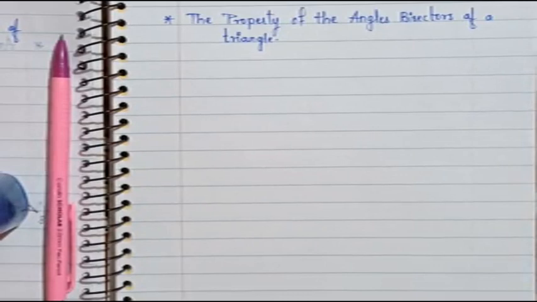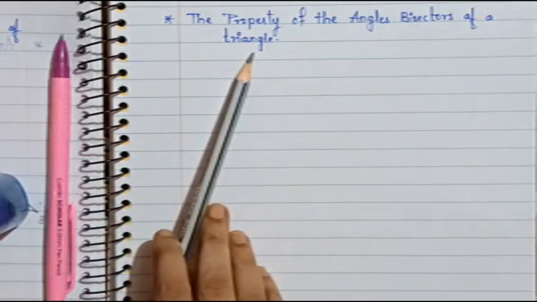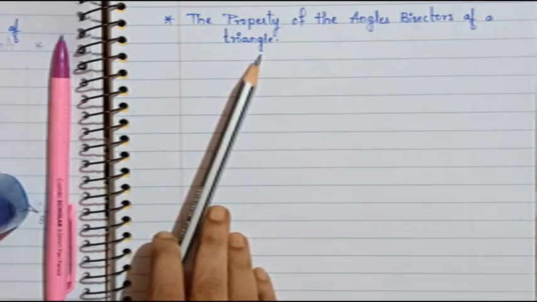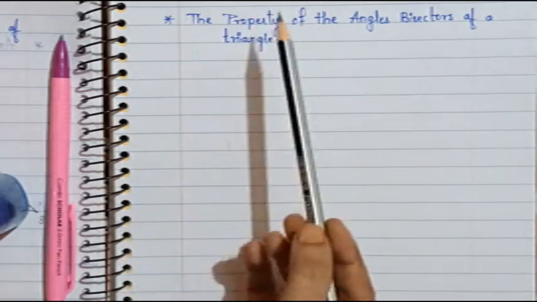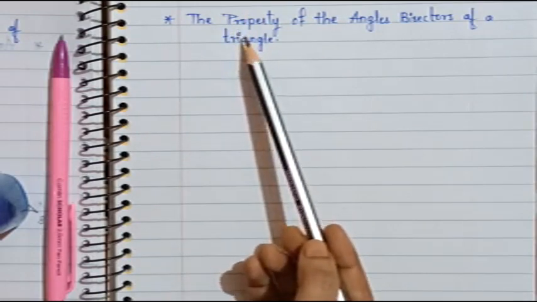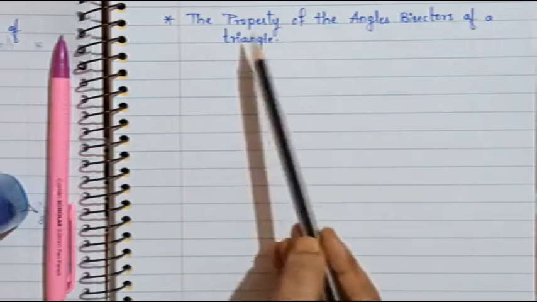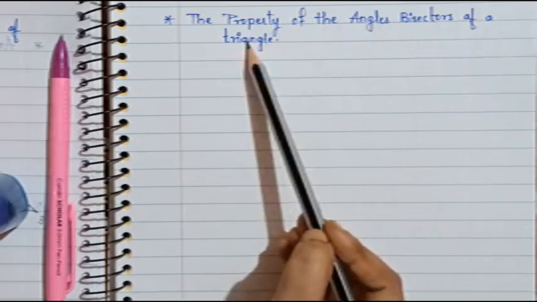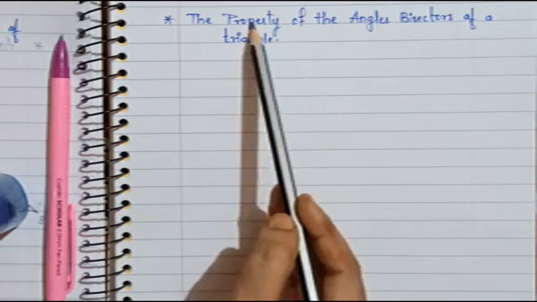Now students, let us continue with the same topic, the property of the angle bisectors of a triangle. Yesterday I explained what an angle bisector and a perpendicular bisector of a line segment are. I had explained this topic, but I'll explain this part again. Now we are going to study the property of the angle bisectors of a triangle. Triangle में हम angles को कैसे bisect करेंगे तो वो हम लोग अभी पढ़ेंगे and its properties.